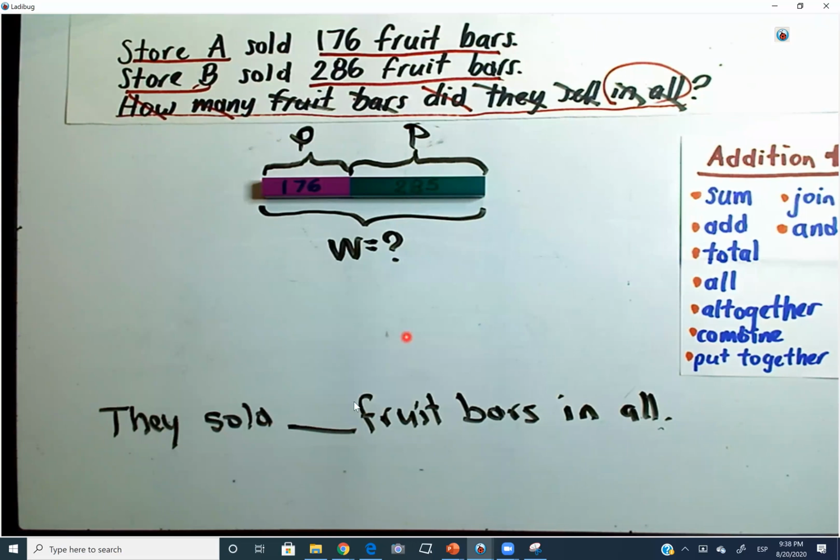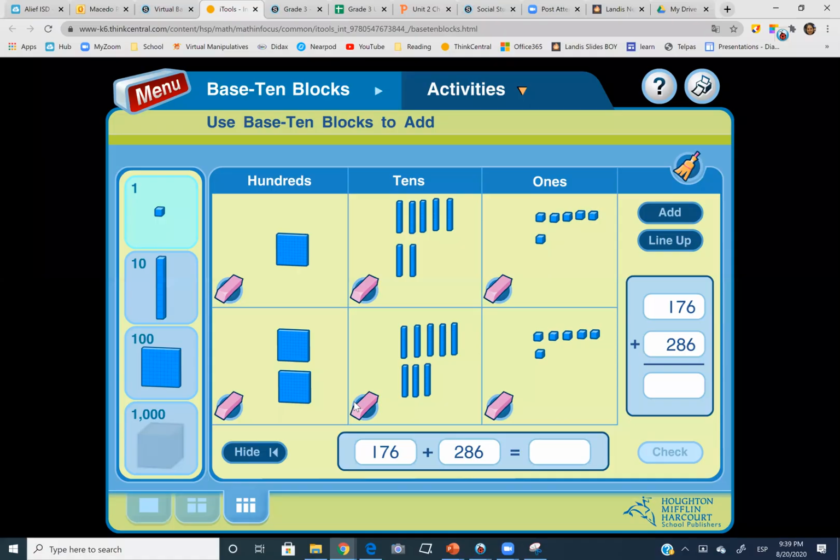Let's represent this with base 10 blocks. Now we have here represented the 176 fruit bars from store A and 286 fruit bars from store B.